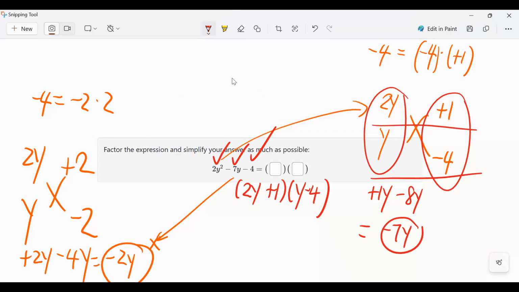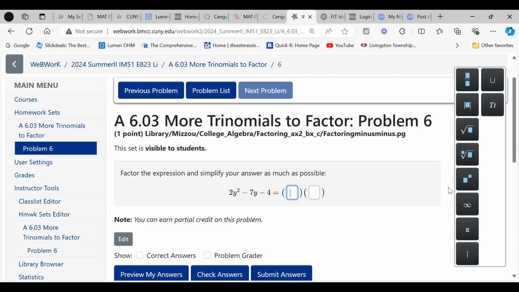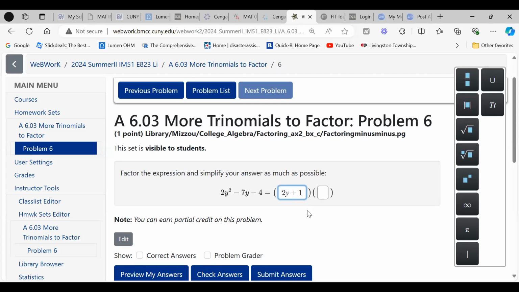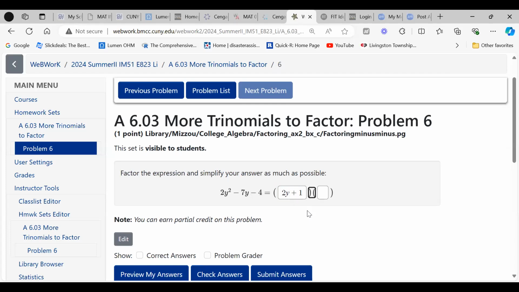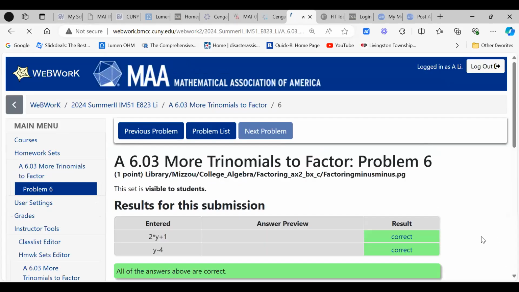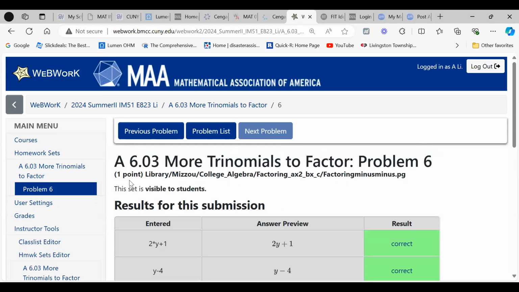Any question about this? And second box, y. I should just put in those terms. We don't need the parentheses here. So 1 minus 4. Yep, that works. All right, so that's the correct answer.